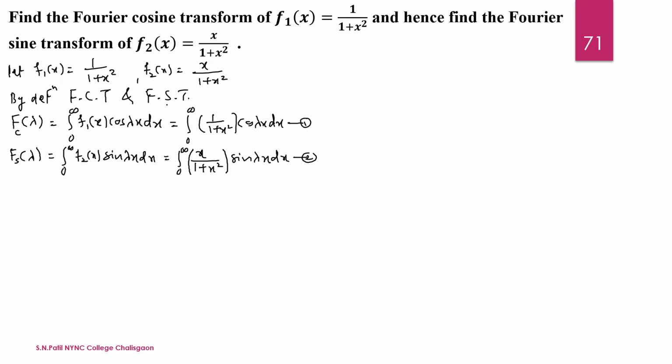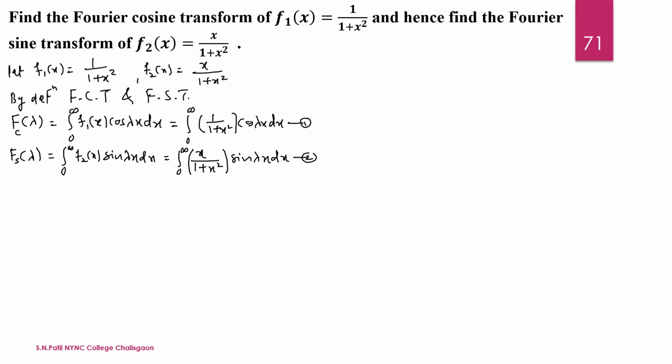By definition of Fourier cosine and sine, the formula of Fourier cosine is capital F of lambda suffix c, for cosine. Its formula is the integral from 0 to infinity of f1(x) cos(λx) dx. Substitute the value of f1, which is 1/(1 + x²). Similarly, for the Fourier sine transform, the integration from 0 to infinity, for sine we consider f2: f2 sin(λx) dx. Substitute the value of f2: integral from 0 to infinity of x/(1 + x²) sin(λx) dx. Equation 1 is the Fourier cosine of 1/(1 + x²), and equation 2 is the Fourier sine of x/(1 + x²).